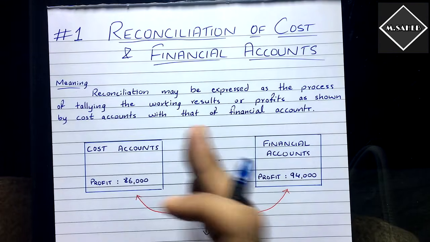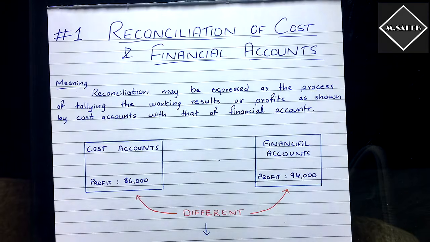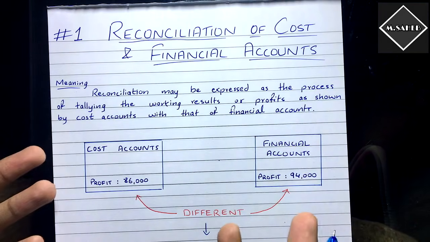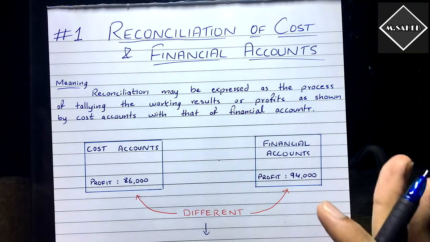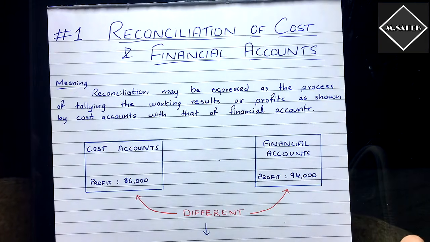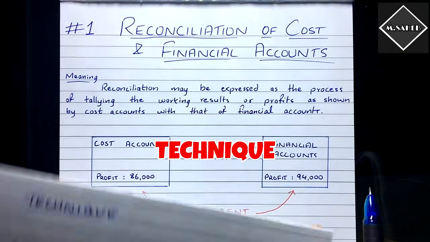All right, so this is what reconciliation is, tallying the profits of cost accounts with that of financial accounts. Simple as that. Now once we solve a problem, you will understand how simple this is. There is a simple main technique. If you understand that technique, then this is a piece of cake really. So now let's solve one problem. Before going to the problem, let's just discuss the technique of reconciliation, right?